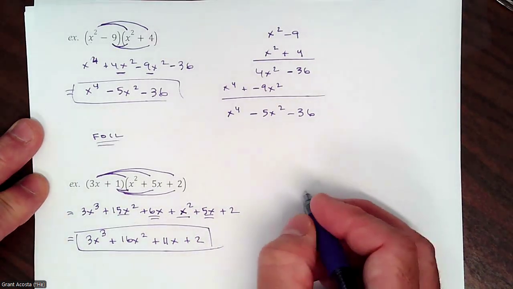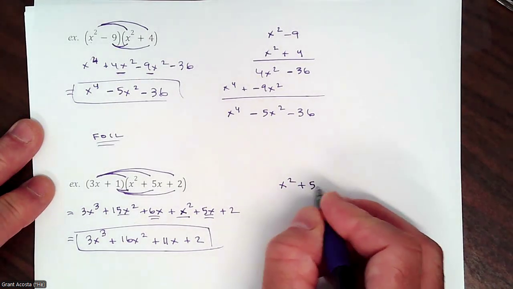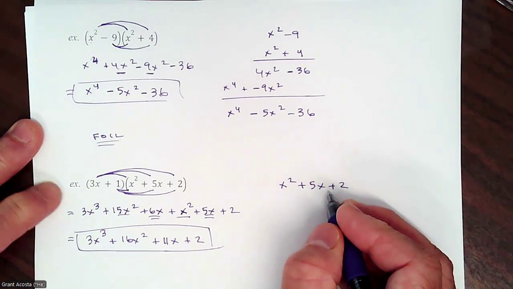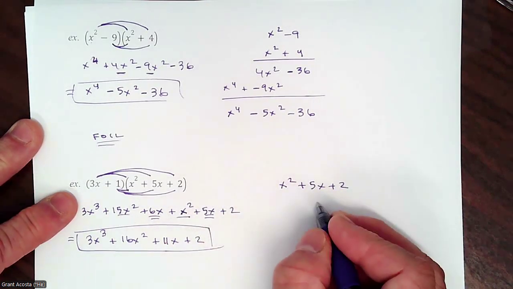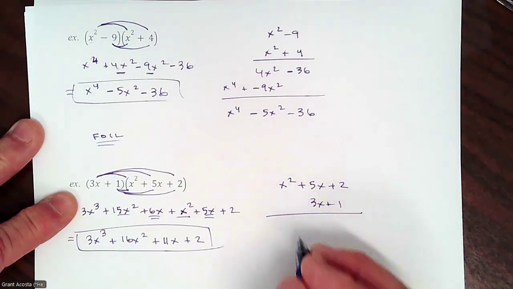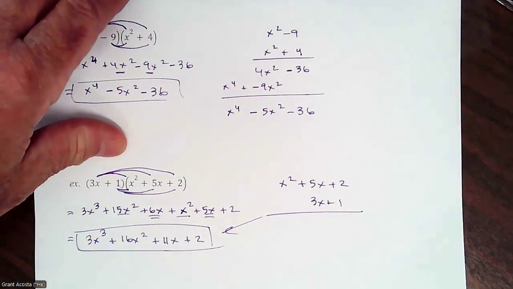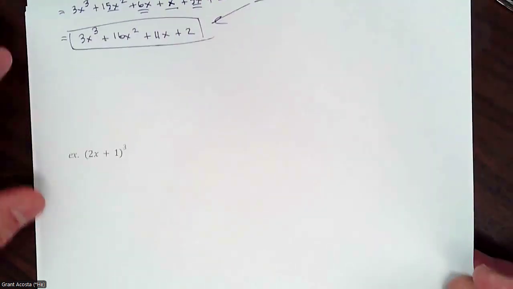And I won't do it, but if you wanted to set it up vertically, you'll see it actually works out really nice. I would probably put the bigger one up above and then the 3x plus 1 here. And if you do the multiplication, you should be able to show that you get the same answer. Okay, one more.